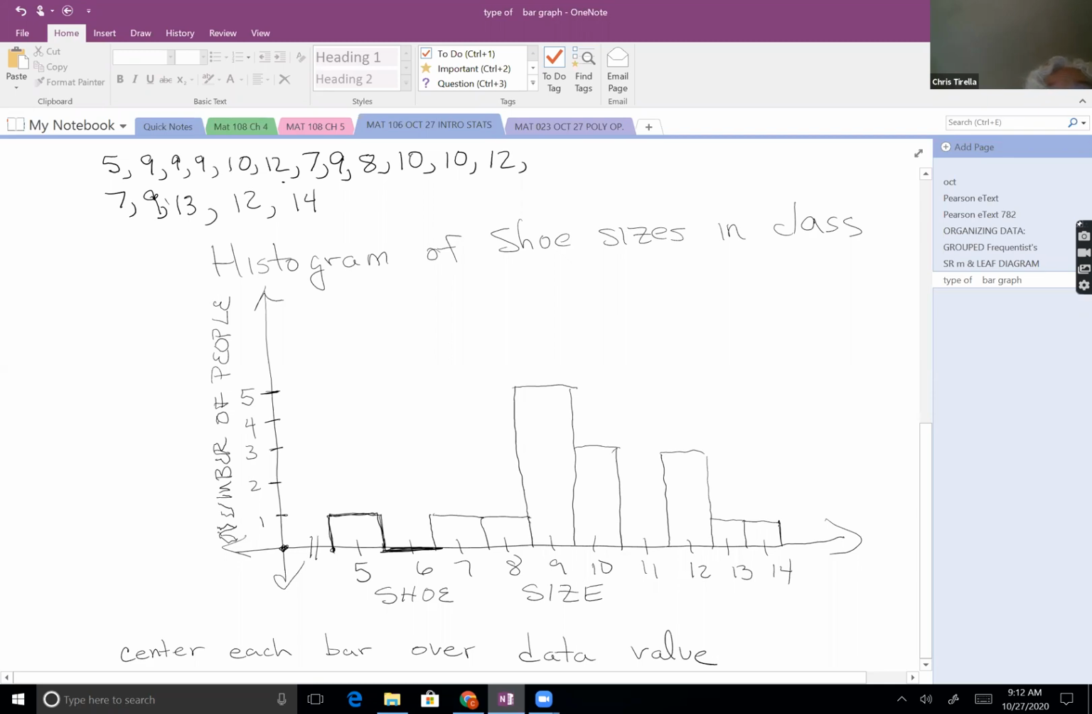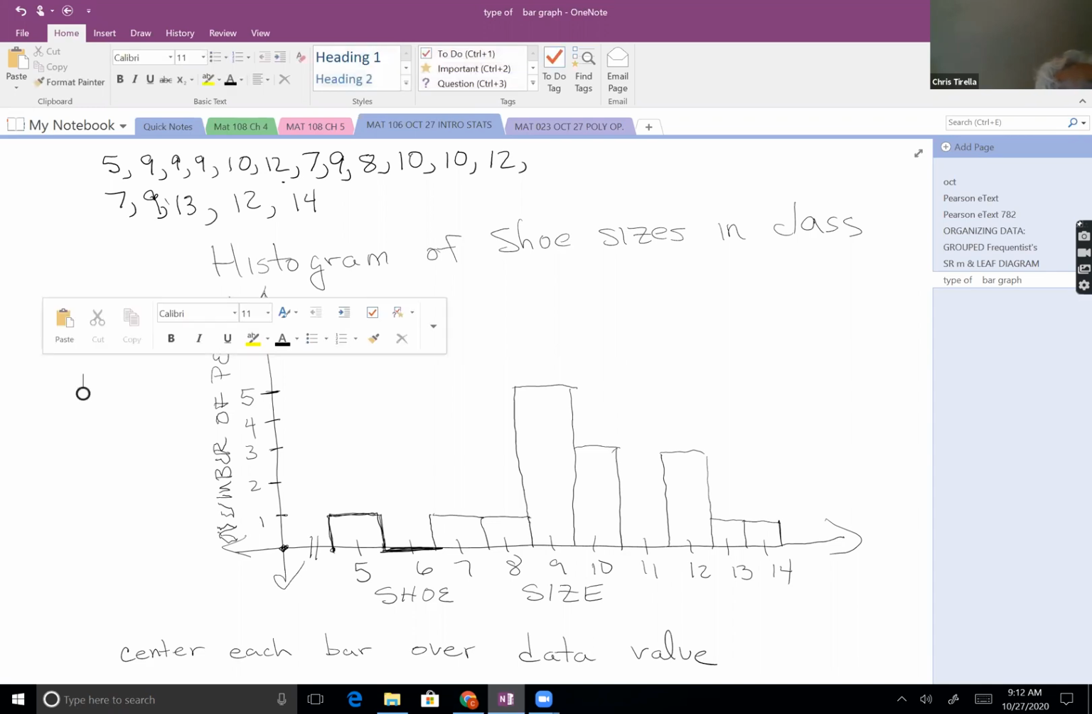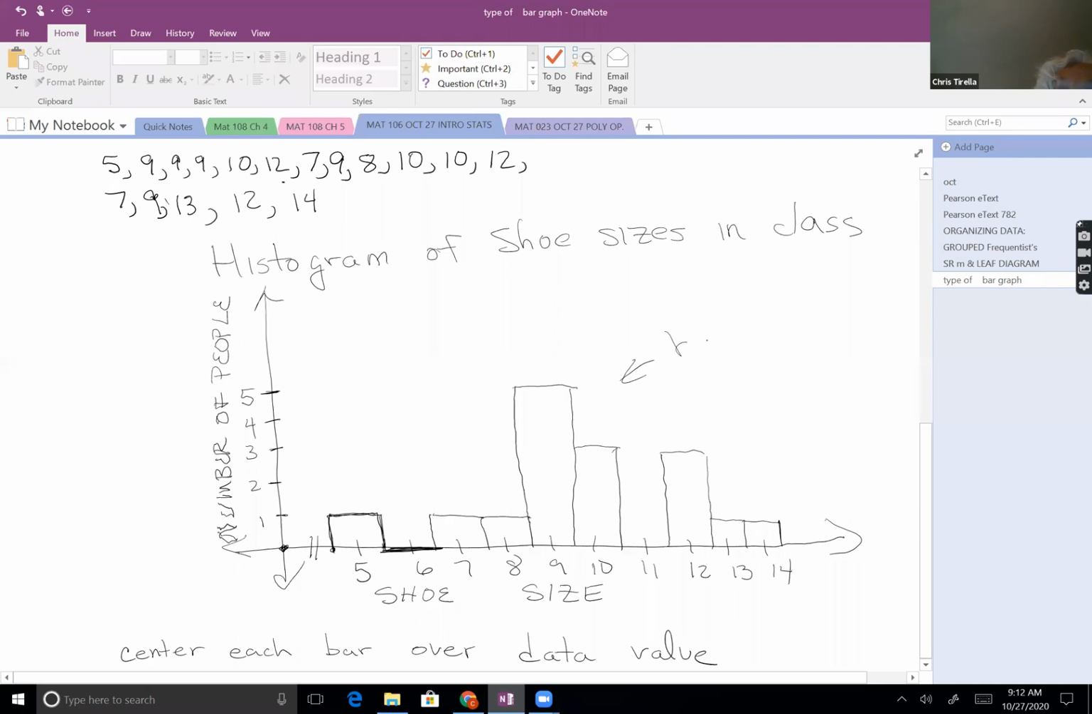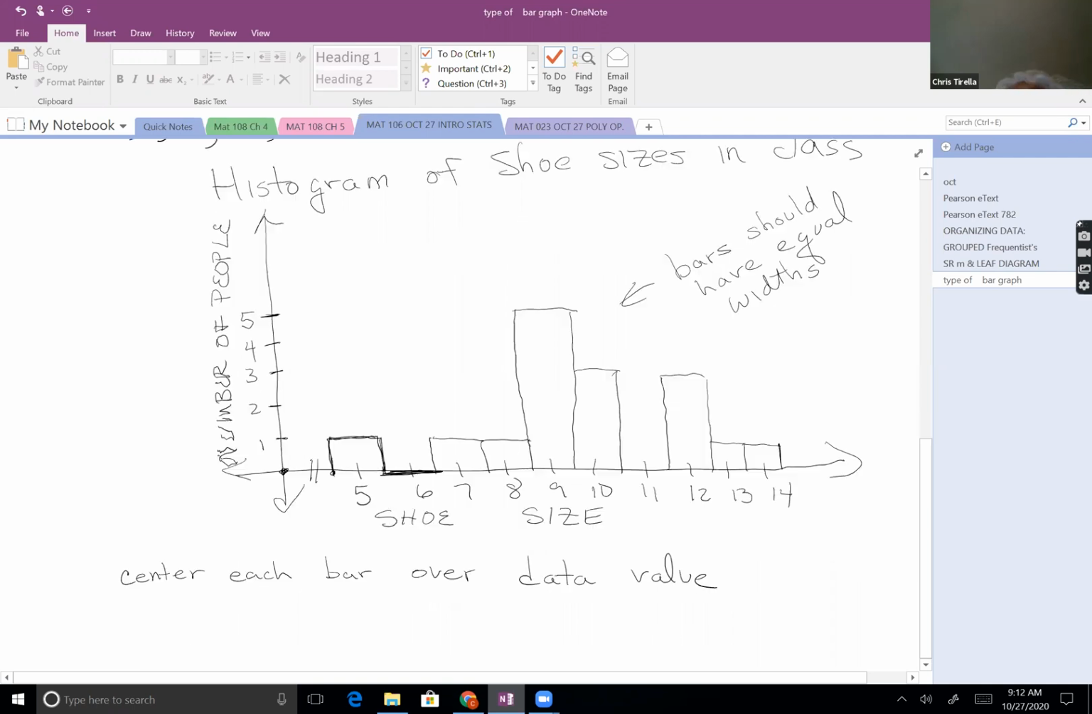I have to apologize, in my list of things that must occur, I forgot to add that our bars should be of equal widths. So I guess we can add that off to the side, that the bars should have equal widths. And do you see how it's a graphic that shows what our frequency distribution shows? But we're just drawing it in a graph instead.